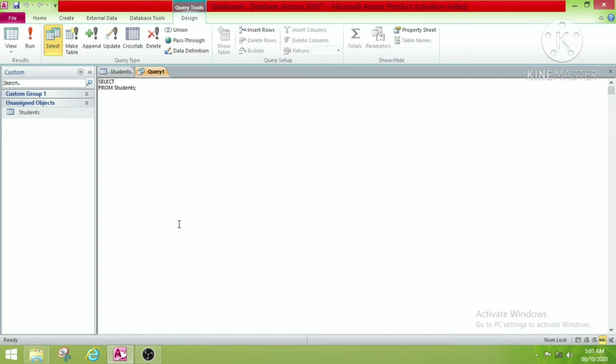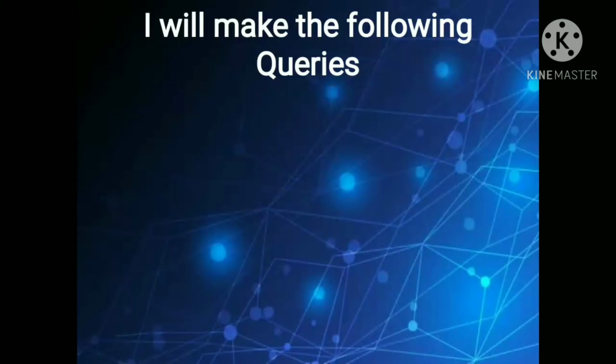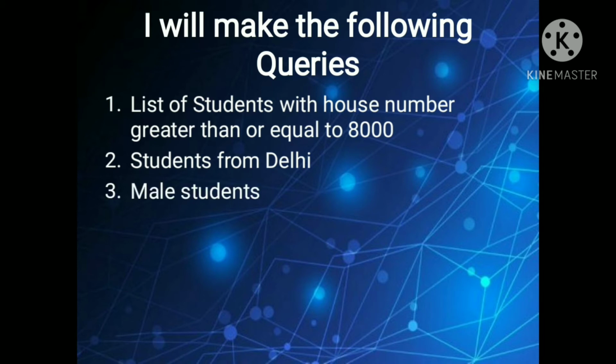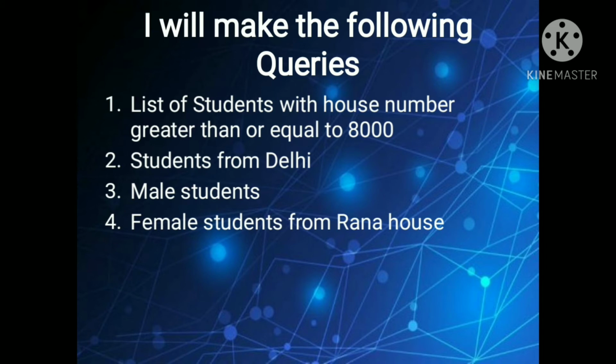Before writing any command, first of all I would like to tell you which queries I am going to make here. We'll make the following queries. Number 1. List of students with house number greater than or equal to 8,000. Number 2. List of students from Delhi. Number 3. List of male students. Number 4. Female students from Rana House. And at last, students from class 10th A.